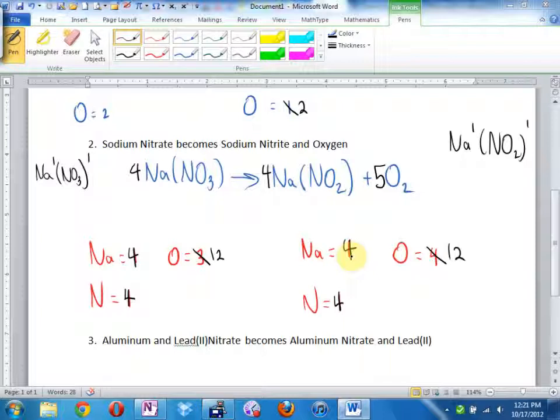How many oxygens do I have over here on the right-hand side now? 20. How many would I like to have? 12. Can I get 12 here? Well, how many do I have right here? 8. How many would I like right here then? If this is 8, how many would I like right here?